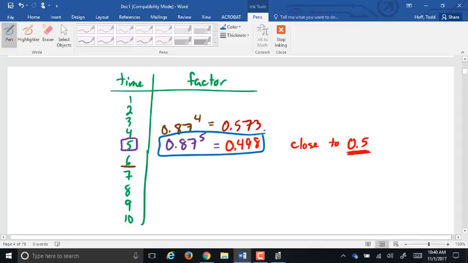So it looks like that 5 hours is about as close as we're going to get to a half-life. Because this is a little bit less than half already at 5 hours, we know that it actually did make it to half the amount a little bit before 5 hours. But 5 is close enough for what we can do right now.